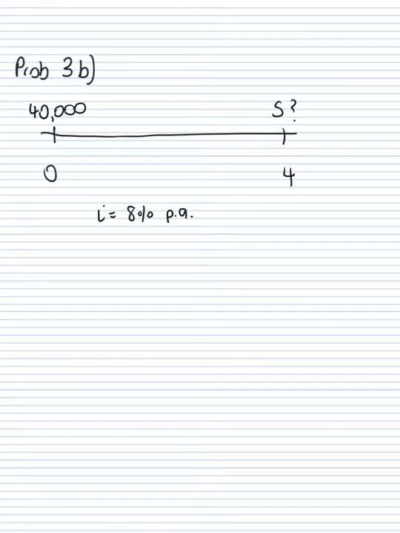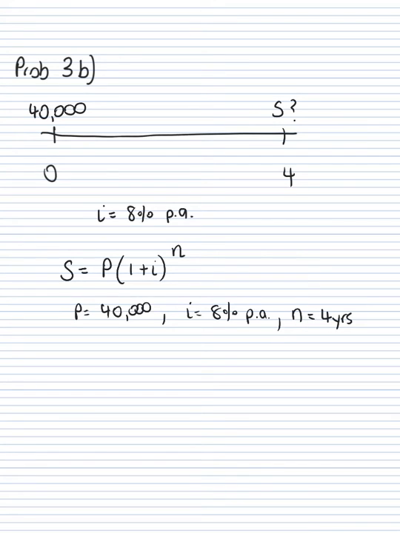Now, the interest rate is a compound rate of interest, and we've been asked to calculate the accumulated value, so we would use S equals P(1 + i)^n to calculate the accumulated value. P is the $40,000 investment. i, we said, was 8% per annum, and n is 4 years. So we're matching the interest rate, which is yearly, to the time period, which is yearly.